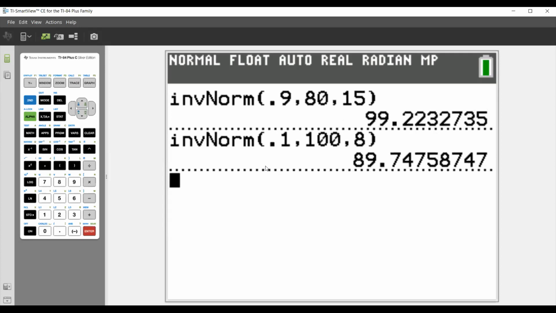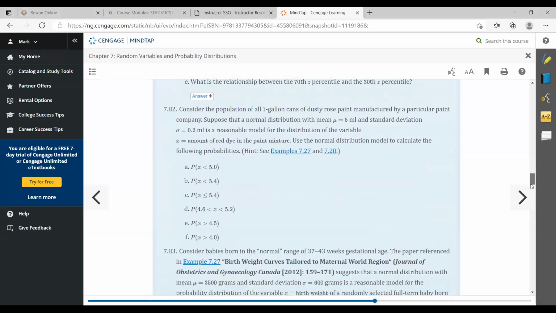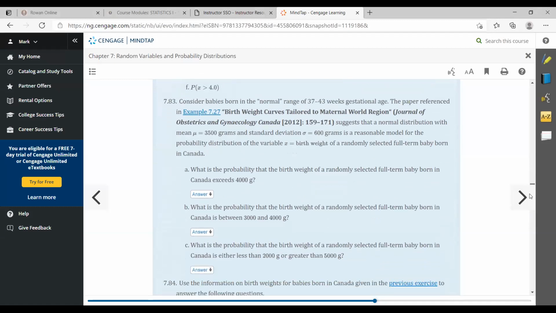Let's see if I can find another one here. Number 83. Stop sharing this. And we'll go back to the book. Let's look at another word problem. 83. All right.